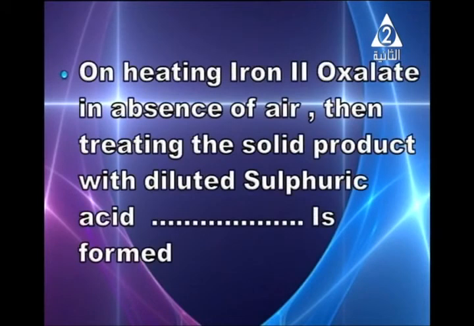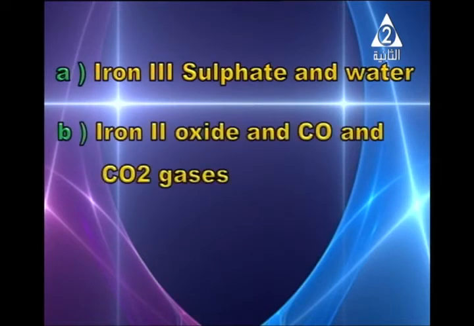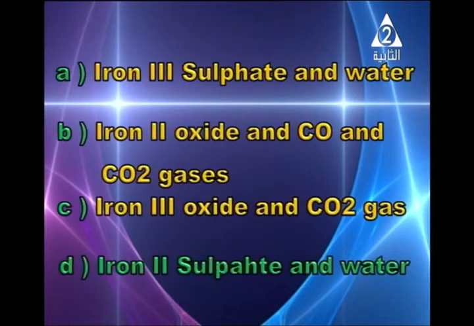On heating iron 2 oxalate in absence of air, then treating the solid product with diluted sulfuric acid, which compound is formed? Iron 2 sulfate and water, iron 2 oxide with carbon dioxide and carbon monoxide gases, iron 3 oxide and carbon dioxide gas, iron 2 sulfate and water. When we heat iron 2 oxalate in absence of air, it decomposes thermally, giving iron 2 oxide. So when iron 2 oxide reacts with the acid, it gives iron 2 sulfate, a salt, with water.